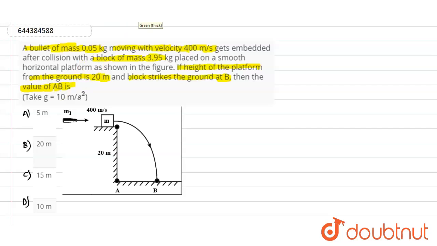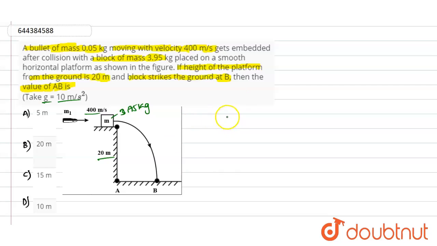So this is the question he has given. Also given is the value of gravity, g equals 10 meters per second square. If you look at this figure, we have a bullet of mass 0.05 kg, which is moving with a velocity of 400 meters per second. We have a block as well, with a mass of 3.95 kg, placed on a smooth horizontal surface, which is 20 meters above the ground level. Let me write the given data first.